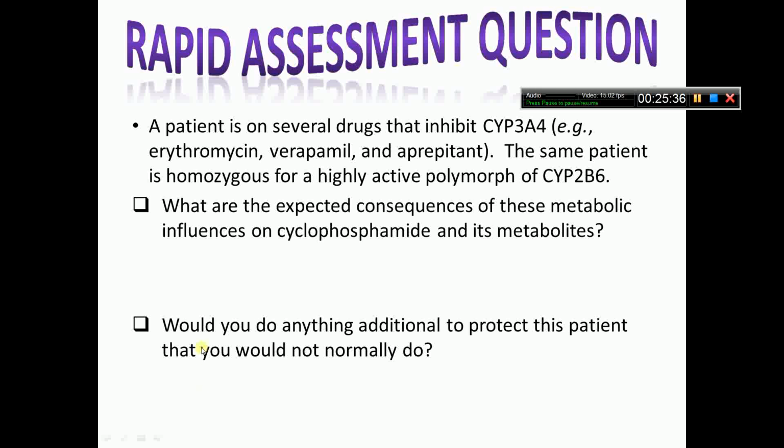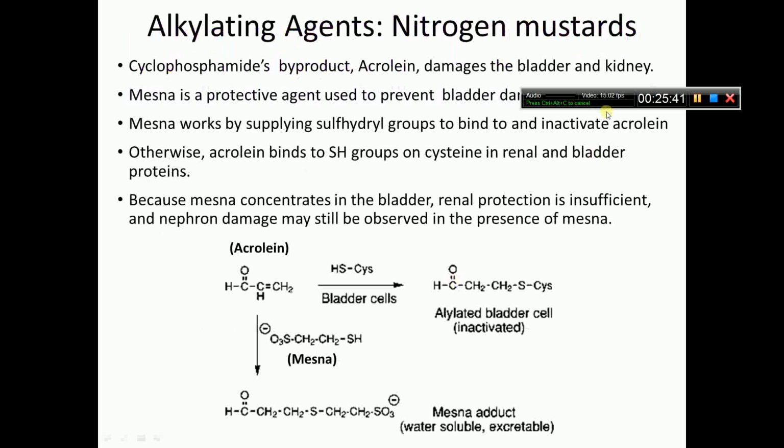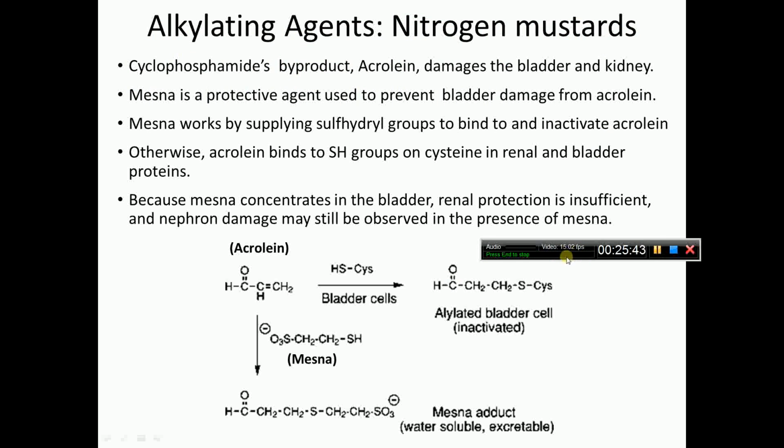So I said, what would you do to prevent or to protect the patient? That would be Mesna. Okay. And this is just a little more detail on Mesna. Okay, there's not a lot I want you to understand here. It's probably really good for you to understand that it has a thiol group on it, and that is substituting. Instead of our cysteines binding to acrolein, the thiol will substitute, and then we'll have acrolein binding to that, and then getting eliminated.